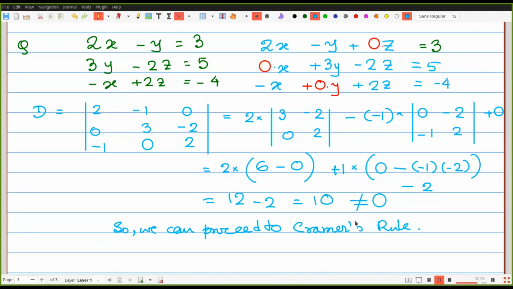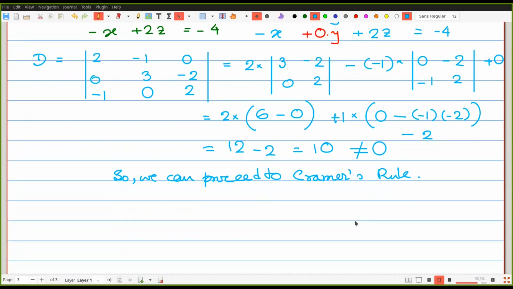So already we have found the value of D, which is not equal to 0. So we have to find the value of X now. For the value of X, at first we are not finding X directly. I am writing dx. So dx means the first column must be replaced with the resultant. The second column and third column are unchanged: minus 1, 3, 0, 0, minus 2, 2.